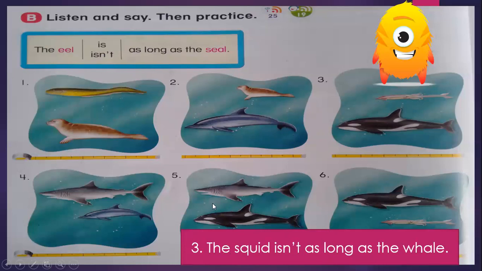Now, what about number 5? We can say that the shark is or isn't as long as the whale. That's right, is. And the sentence is the shark is as long as the whale. That's right.